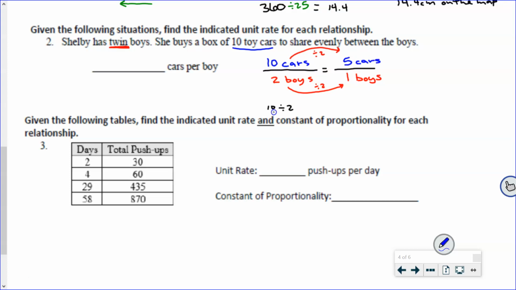Notice what it says here, okay? In our calculator, in the very beginning, we could have just typed in 10 divided by 2. Or if we did it this way, we could have just typed in 10 divided by 2. Looks like it's the same no matter what, right? But if we show our work this way, it really does help us for a future problem. Have we answered the question, how many cars per boy? Yep, 5 cars per boy.